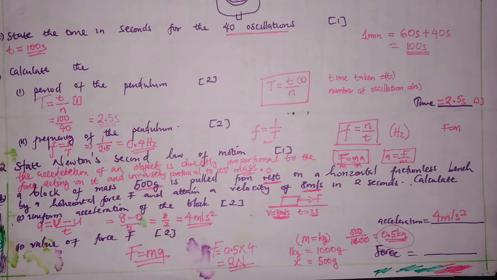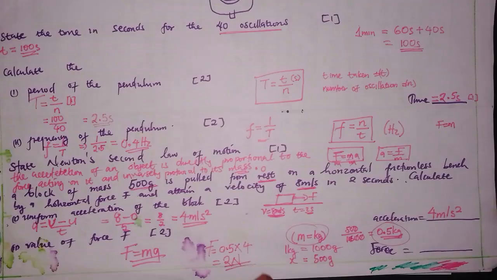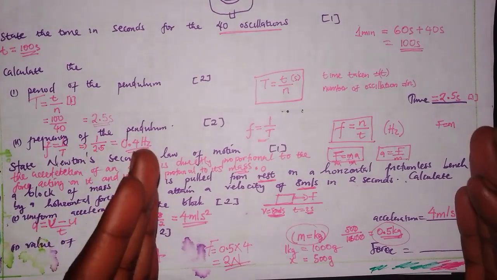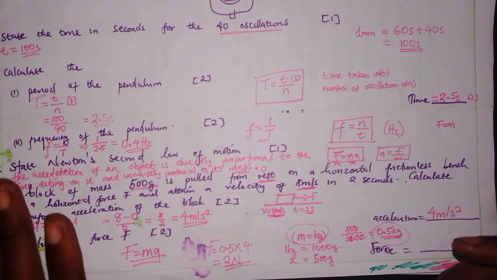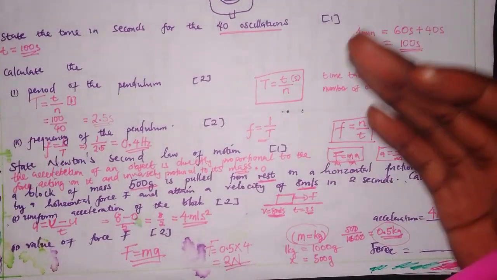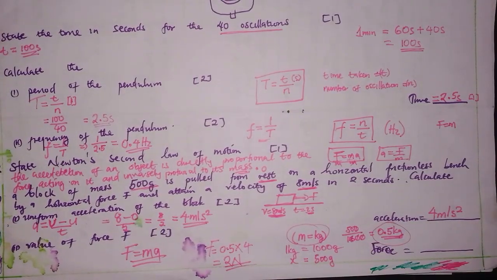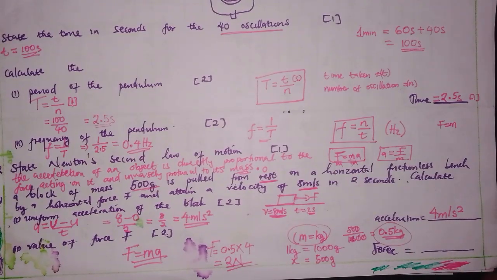So remember, mass should be in kilograms. Then the acceleration should be in meters per second squared. Then when we are talking about the pendulum, always remember time should be in seconds. Those are the SI units.